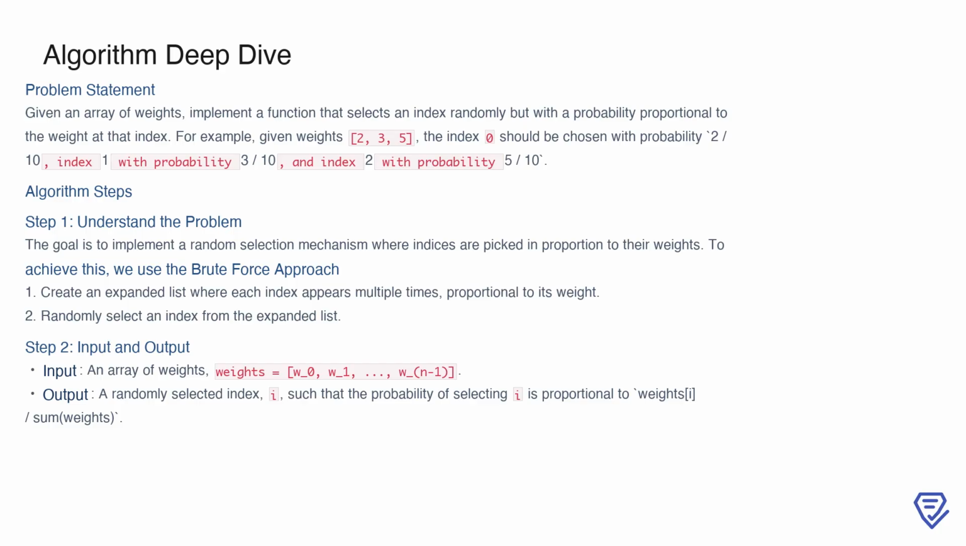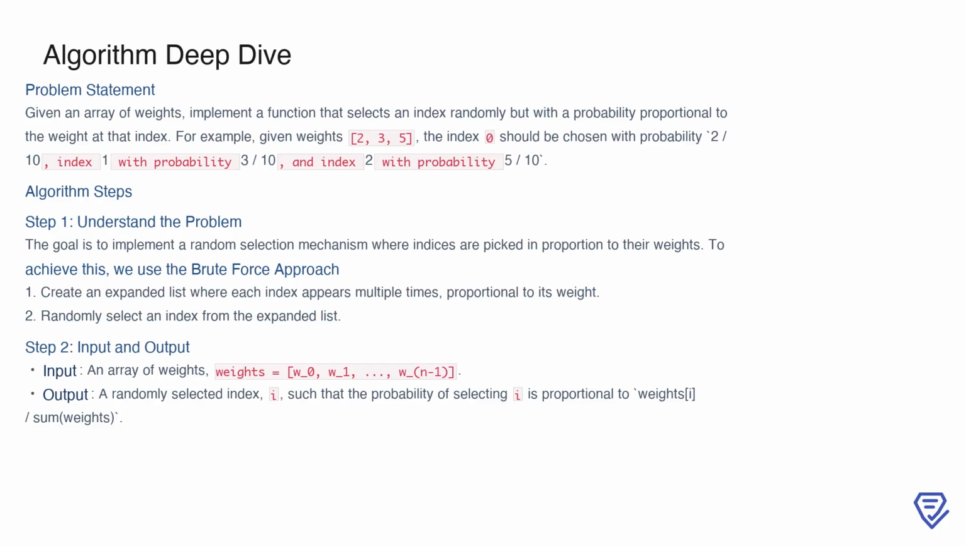To achieve this, the brute force approach proposes creating an expanded list where each index appears multiple times, proportional to its weight. For example, index 0 would appear twice, index 1 3 times, and index 2 5 times. Once this expanded list is created, we can randomly select an index from it. The input to the function is an array of weights, and the output is a randomly selected index that satisfies this weighted probability condition.